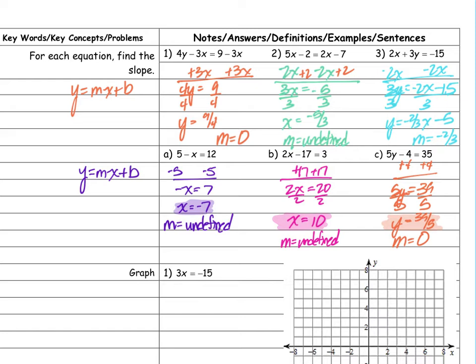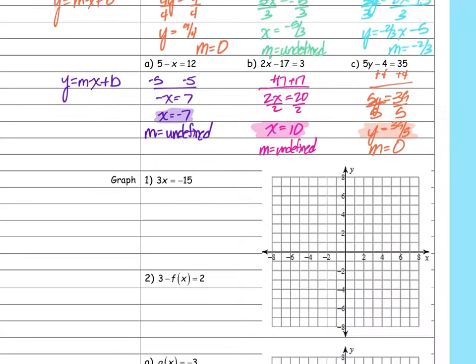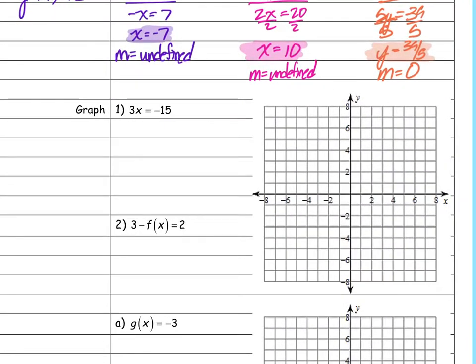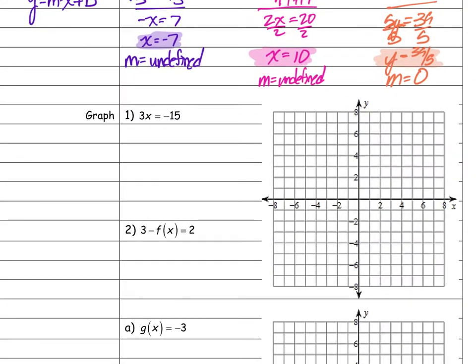Okay. And then the next thing they want us to do is they want us to graph horizontal and vertical lines. Awesome. So I want to get them in a form I can graph. So I want it to be x equals or y equals. So I'm just going to divide by 3, and x is going to equal -5.